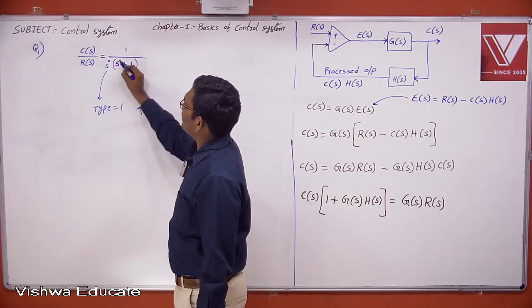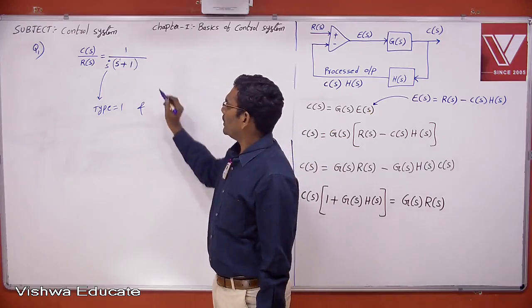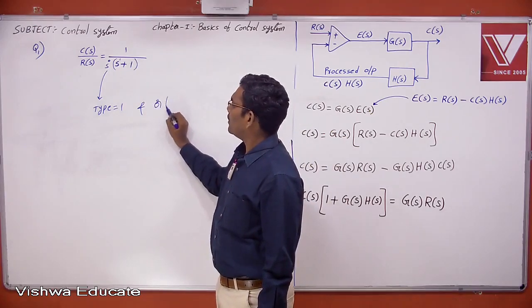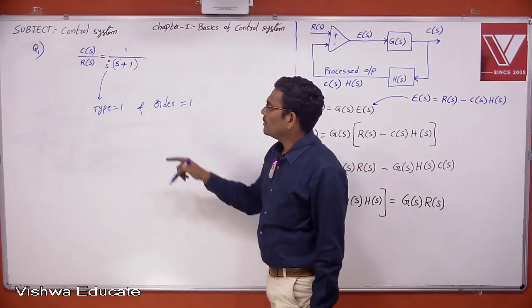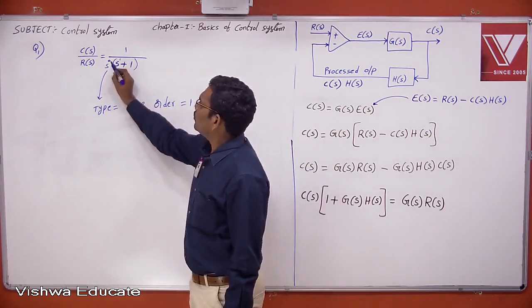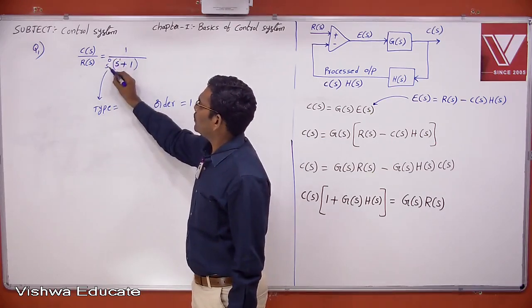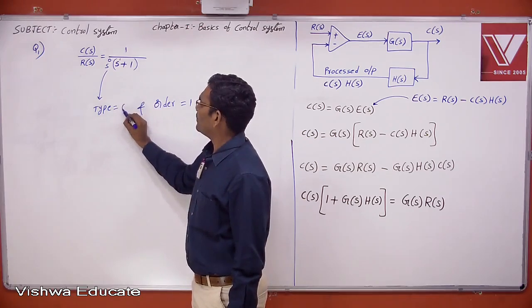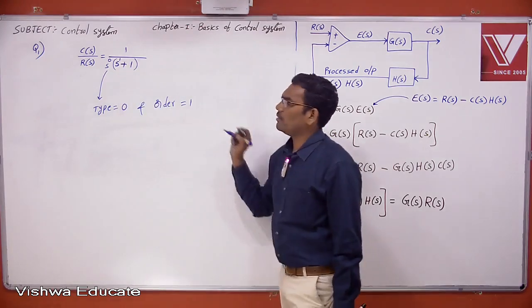And what is the highest power in the denominator polynomial? The highest power in the denominator polynomial is 1. Therefore, order is equal to 1. For type, there are no poles at origin in the open loop control system. Therefore, type is 0.